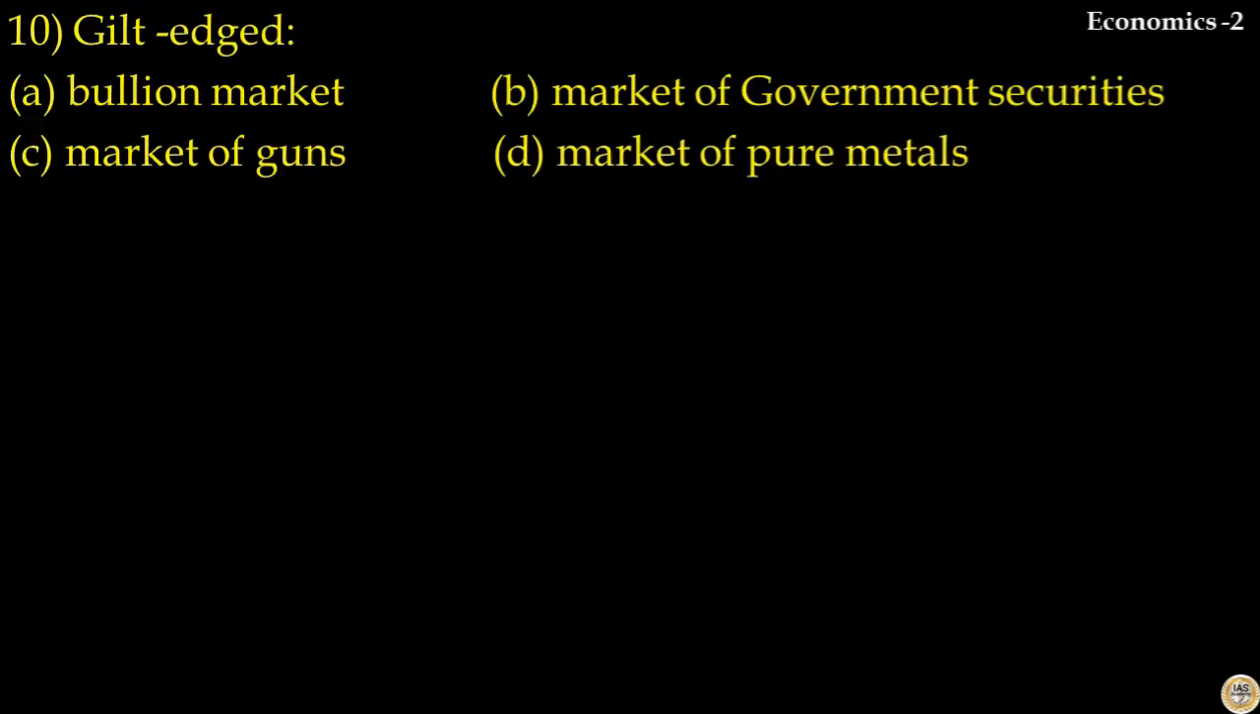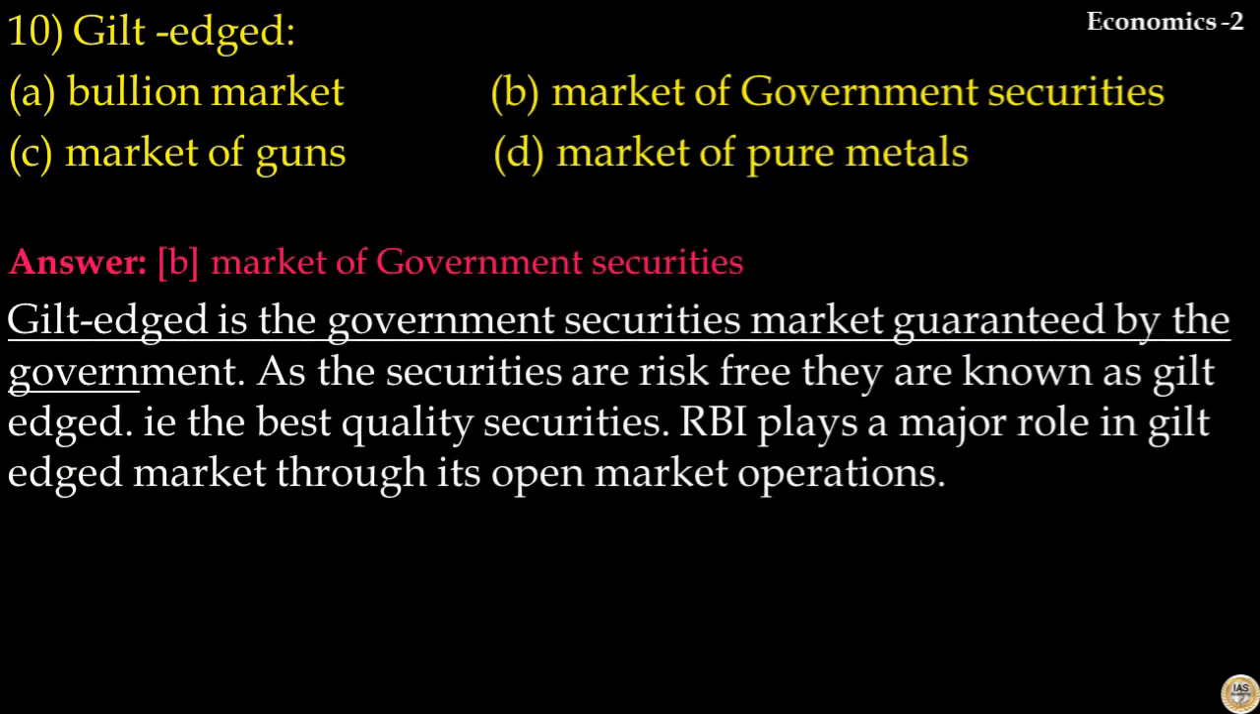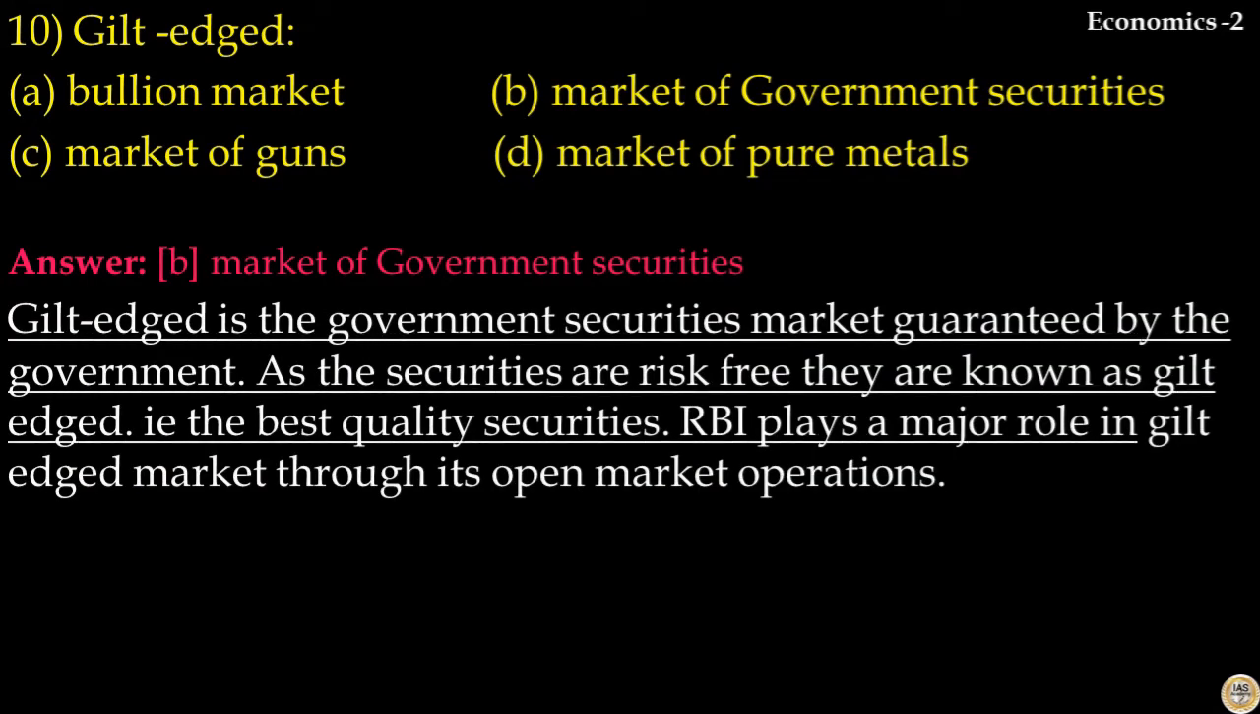Question number 10. Gilt-edged means option A, bullion market, option B, market of government securities, option C, market of guns, option D, market of pure metals. The answer to this question is option B, market of government securities. Gilt-edged is the government securities market guaranteed by government. As the securities are risk-free, they are known as gilt-edged. That is the best quality securities.